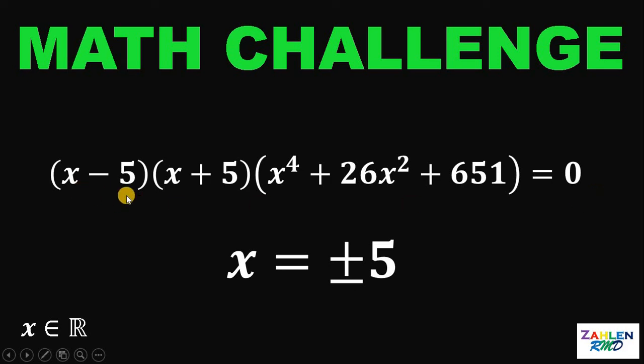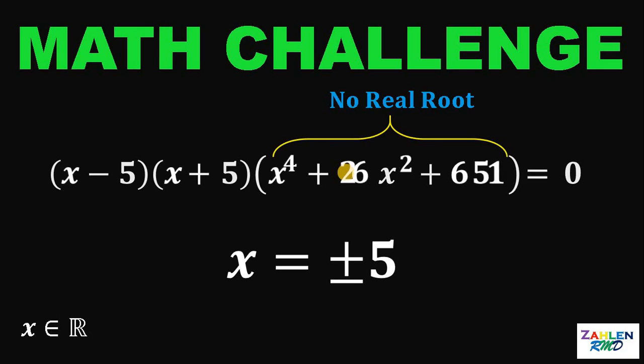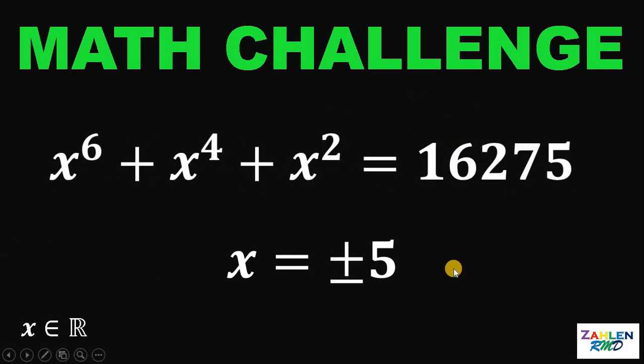Now, x minus 5 equal to 0, we get x equals 5. X plus 5 equals 0, we get x equals negative 5. And this last factor will not give us a real value for x. Using the discriminant, we can see that the value of the discriminant is less than 0. Therefore, this factor will not give us a real value for x. Therefore, the only real values for x in this equation must be x equals positive 5 or x equals negative 5. And as always, we are done.